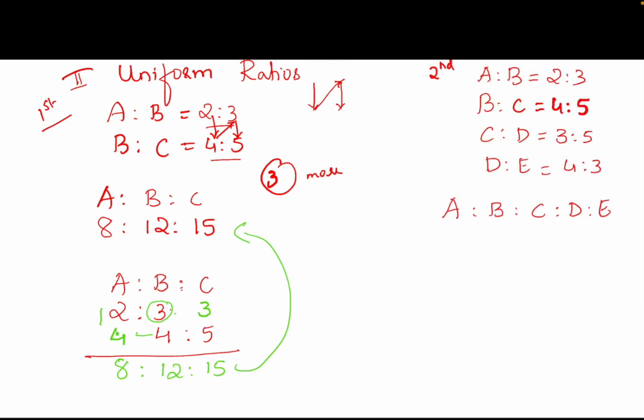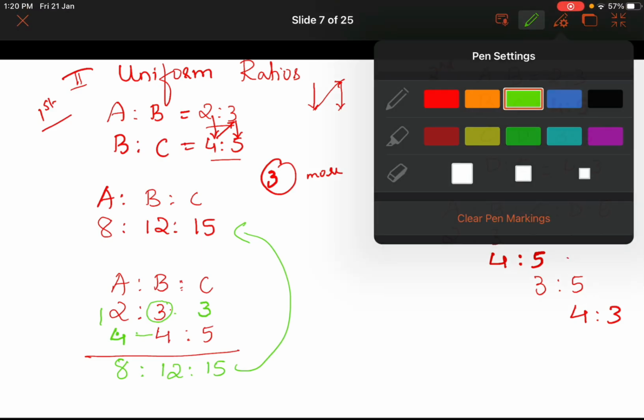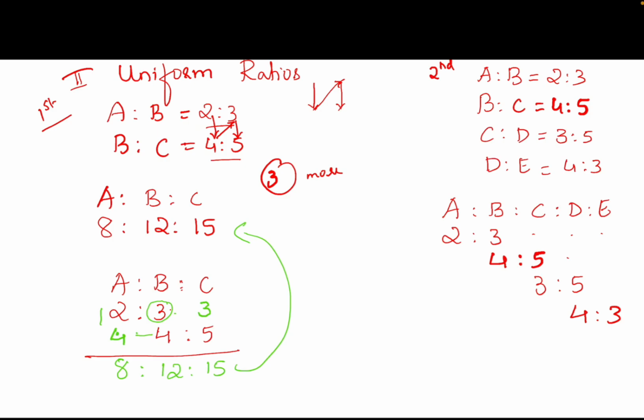Now write the first ratios. A is to B is 2 is to 3, B is to C is 4 is to 5, C is to D is 3 is to 5, write below them as it is. Then D is to E is 4 is to 3. Now there are vacant places here, and we have to fill those places. So how to fill them? Fill those places with the same numbers which are beside them.